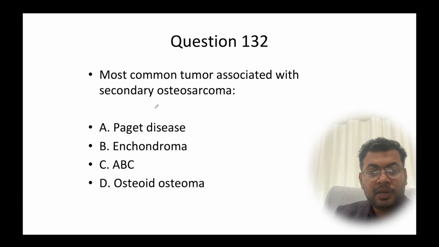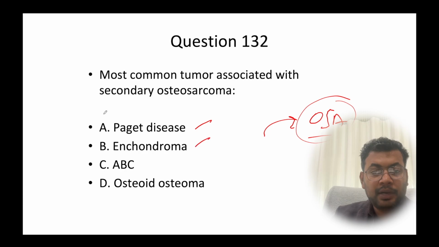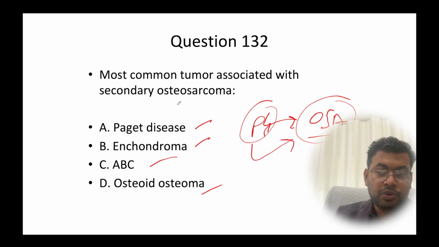Most common tumor associated with secondary osteosarcoma. So some tumor converting into osteosarcoma. So which is that tumor which converts into osteosarcoma? Paget's disease, enchondroma, ABC, or osteoid. So the answer is Paget's disease. Paget's disease is known to cause osteosarcoma, and it may lead to secondary osteosarcoma. So answer is A, Paget's disease.